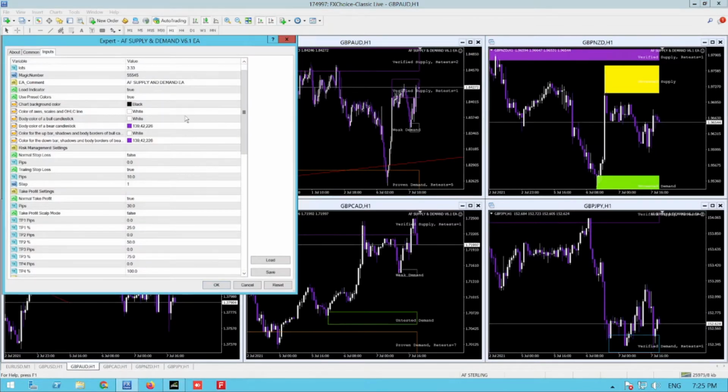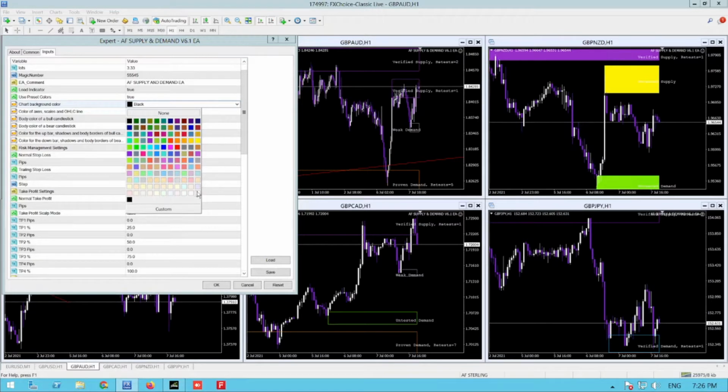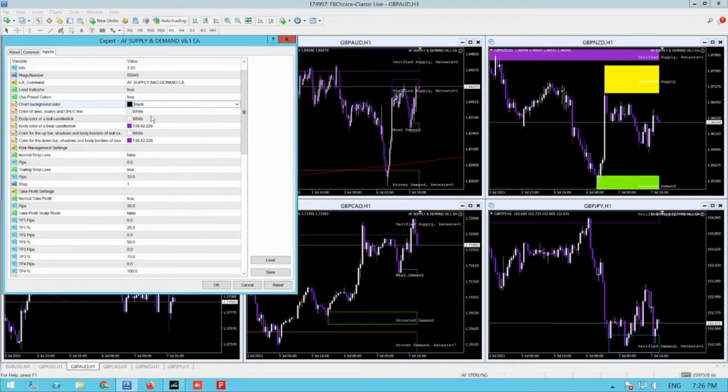Okay, we're back. Next, make sure that your load indicator is set to true. You can toggle it to false, but you don't want to do that. Use the preset colors. Preset colors have been used in terms of chart background colors. Some of you might not like the black background that's being used. I prefer it because it's my style of trading. However, if you did want to change it, it's very simple to do. Just double click, use the drop down box, select the color that you want, and then click anywhere on the panel.